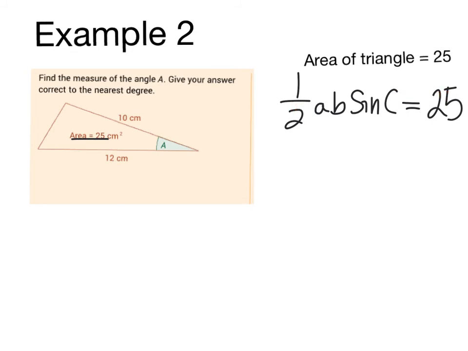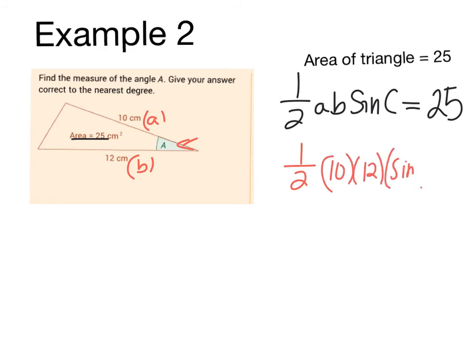Step 2, fill in what you know. So I know that I'm going to call this one A and this one B. And then this one here would be my sine C. So don't worry about the letters if they're not mixing up. We know what we're looking for. So I have half 10 by 12 by sine, and I'm going to call it X because we don't know what it is, equals 25.